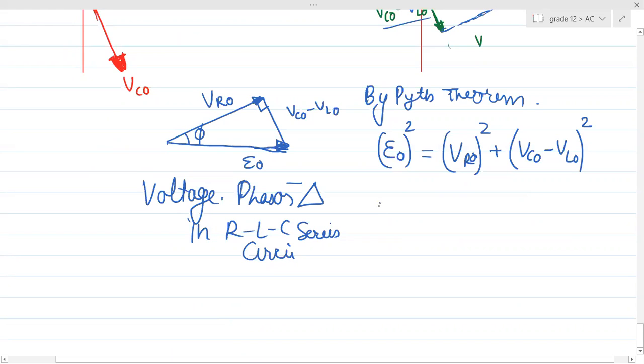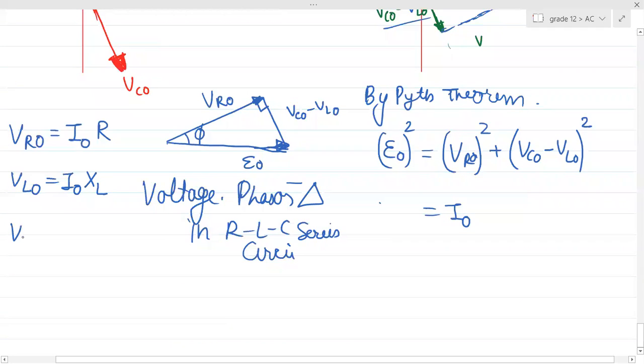So can I write this thing with I naught? I naught is basically the peak value of current. Can I write, guys, VR naught is basically equal to what? I naught into R. VL naught is basically I naught into XL. Do you remember what XL is? XL is basically the effective resistance. Does anyone remember? We already did this XL and XC. Does anyone remember? Ayana? So I naught into XC.